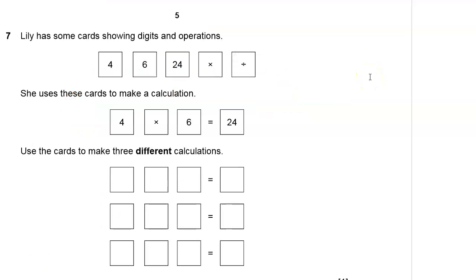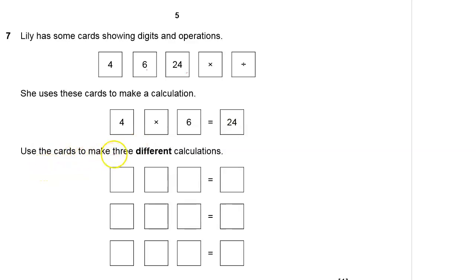Number 7. Lily has some cards showing digits and operations. We have our 5 cards: 1, 2, 3, 4, 5. 3 cards have digits, and the last 2 cards have operations, multiplication and division. She uses these cards to make a calculation. You can see that she takes the digit card 4. You multiply by 6. What you get is 24.